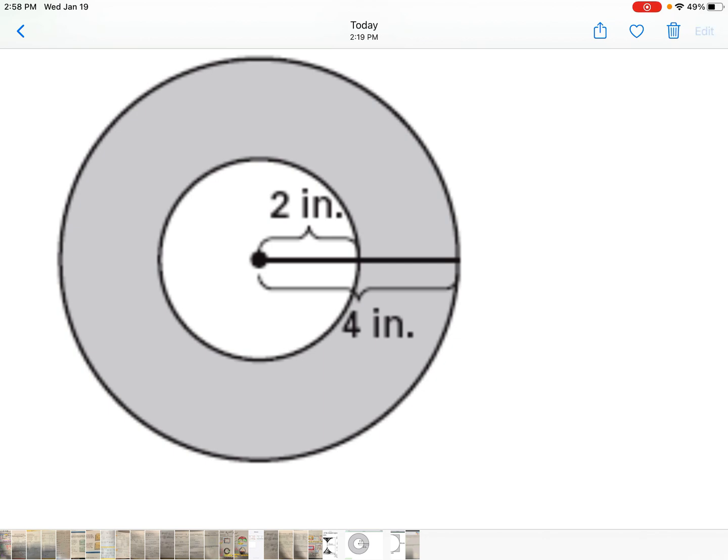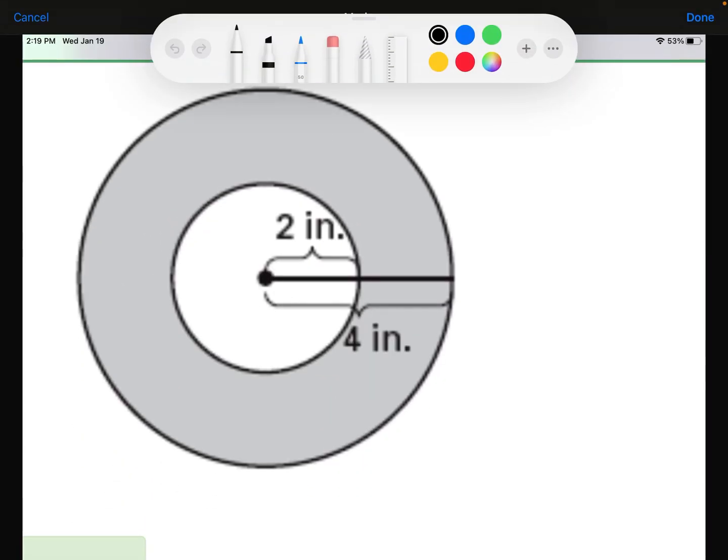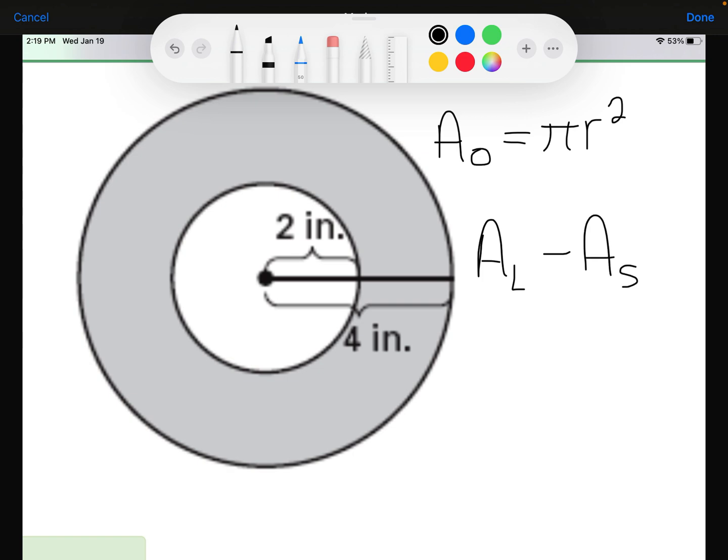Let's take a look at a circle within a circle. So we just talked about how the area of a circle is found by doing pi r squared. We're going to do the area of the outer circle. So we'll say the large circle minus the area of the smaller circle.